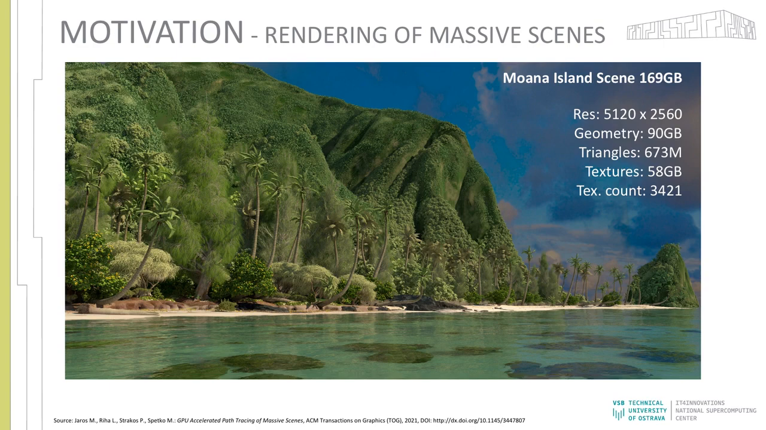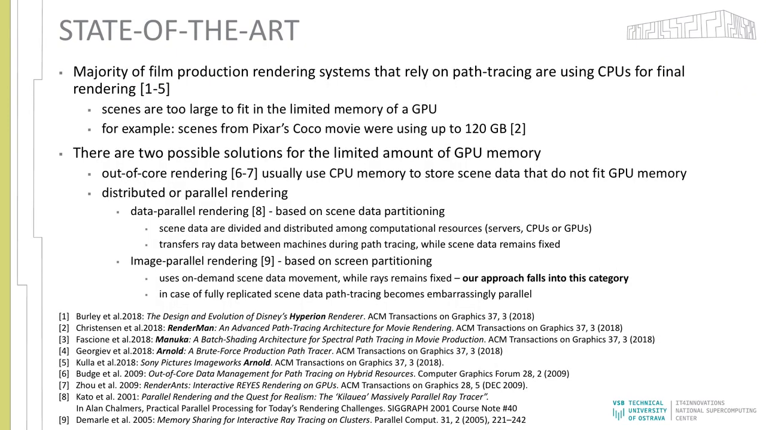As an example of massive scene, we use the Moana Island scene released by the Walt Disney Animation Studios in 2018. It was selected due to its uniqueness and wide acceptance by both industry and research communities. The majority of film production rendering systems rely on path tracing. The systems like Hyperion, RenderMan, Manuka, or Arnold almost exclusively use CPUs to render the final image. The reason is quite simple. The scenes are too large to fit into the GPU memory, as they can be easily larger than 100 GB.